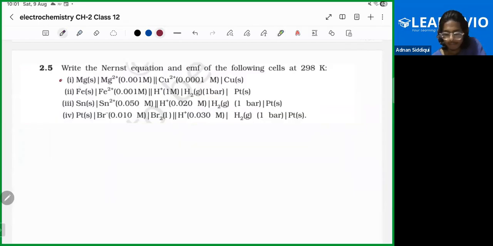This is the general notation of a cell. With the help of IUPAC, you can write it in a short way, so you don't have to write the whole reactions. You can write it in a simple way. With this data, you can see on the left hand side we usually have the anode, then the salt bridge, followed by the cathode.